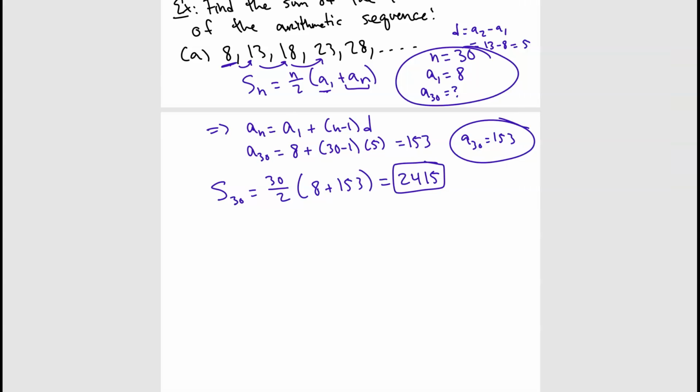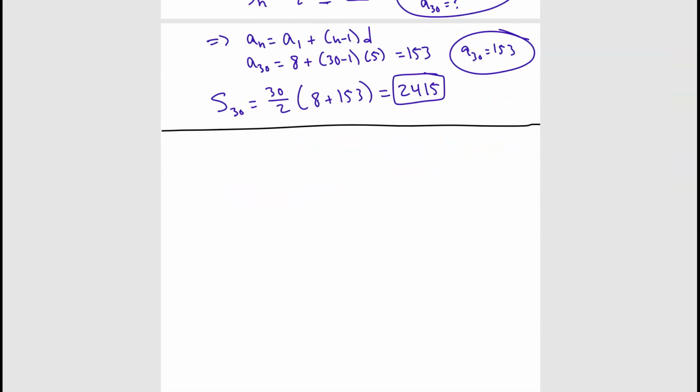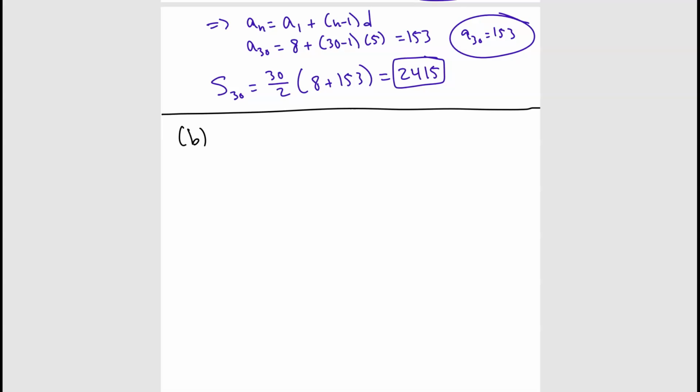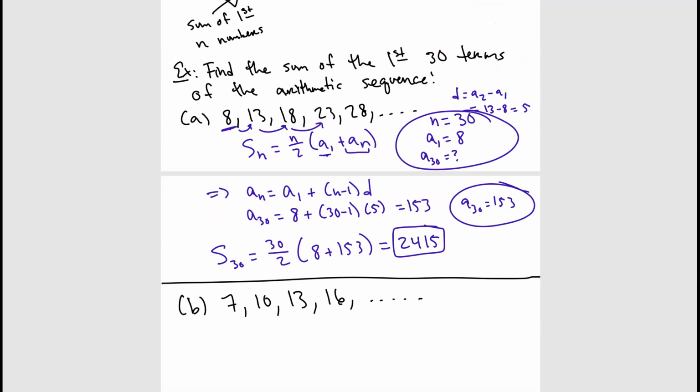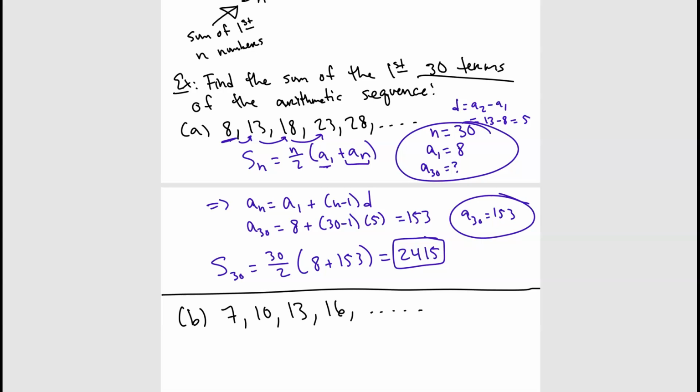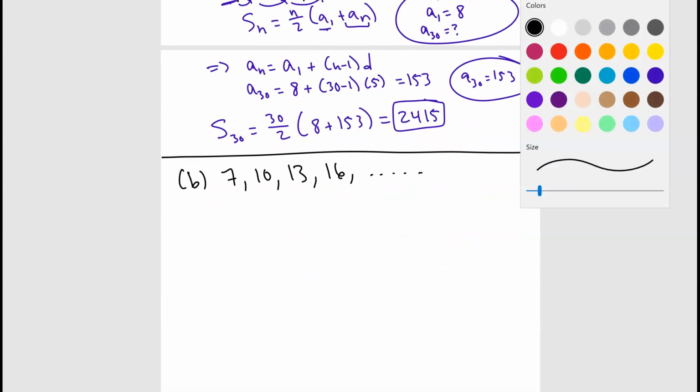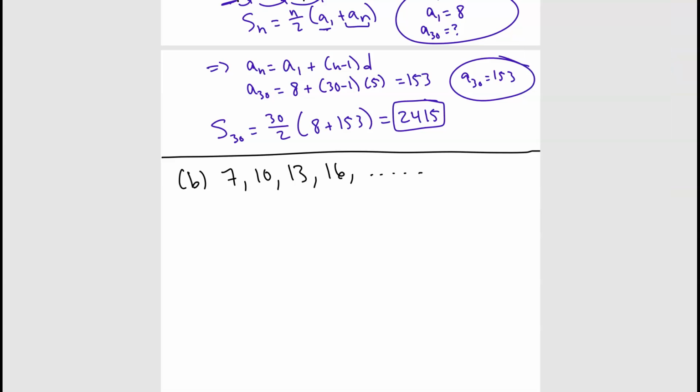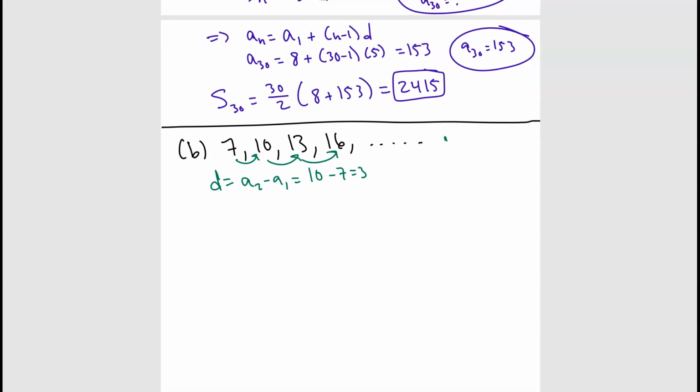Okay, now let's do another problem. Let's say we have 7, 10, 13, 16, and so on. We still want to figure out the sum of the first 30 terms. We know the formula for the sum of arithmetic sequences. This is arithmetic because d is a2 minus a1, which is 10 minus 7, giving me 3. So everything is being added by 3, and we can clearly see that it is arithmetic.